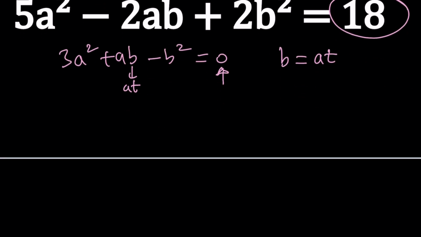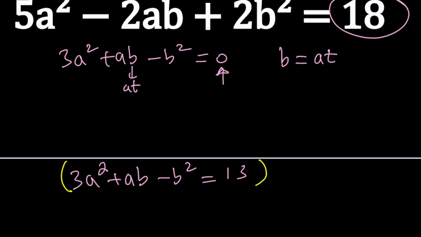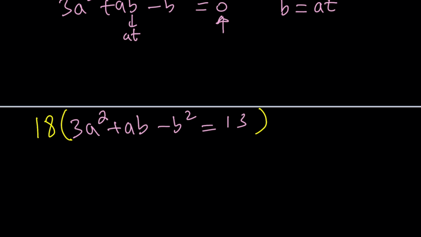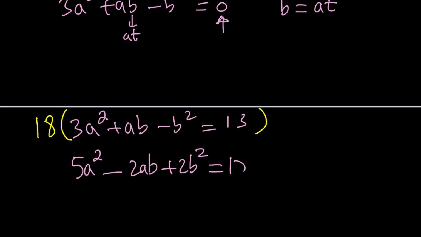So here's how it works. We have 3a squared plus ab minus b squared equals 13. And I'm going to go ahead and multiply everything by 18. Great. And then the second equation is 5a squared minus 2ab plus 2b squared. Then that's equal to 18. And now we're going to go ahead and multiply the second equation by 13. I know some people are going to use 18 and negative 13 because they're probably going to add, but I'm not going to add. I want to get the same number because I'll tell you what to do next, okay?